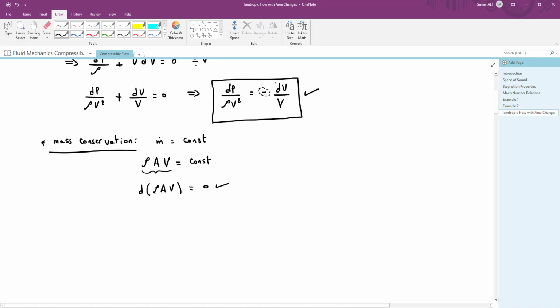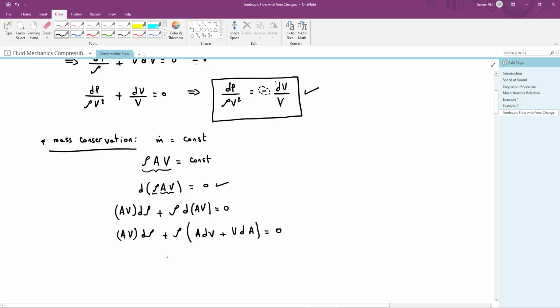So I will take the principle that the derivative of u times v is simply u prime v plus v prime u. So I will take u as rho and v as simply AV. So we will have AV d rho plus rho d(AV) equal to 0. So we'll have AV d rho plus rho, and the derivative of AV is A dV plus V dA. So the same principle, u prime v plus v prime u is equal to 0.